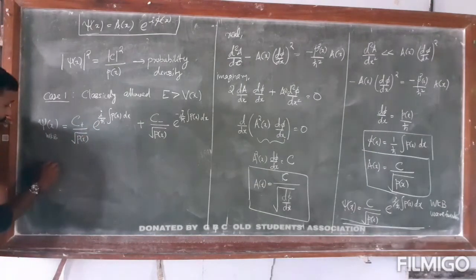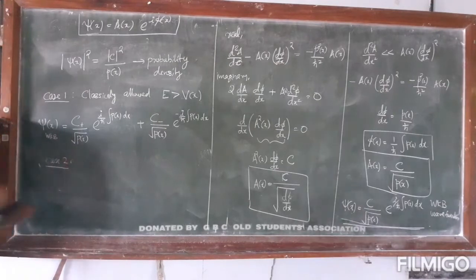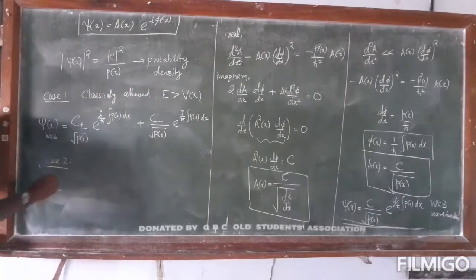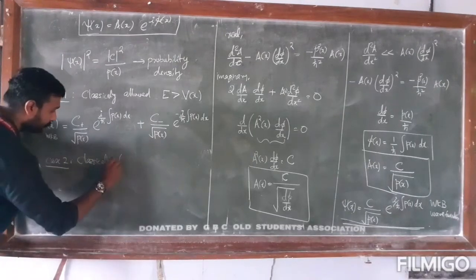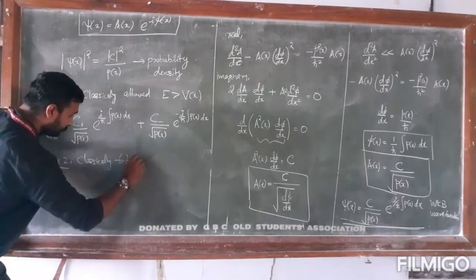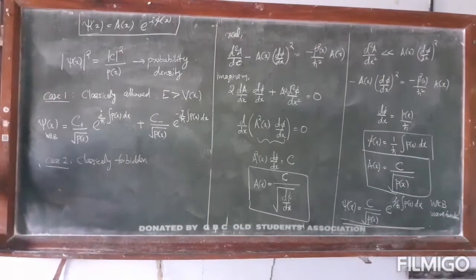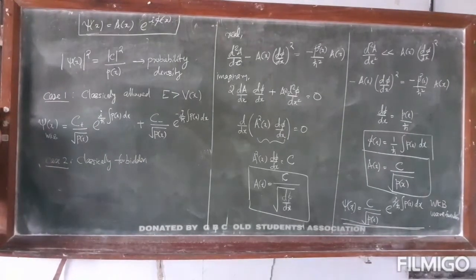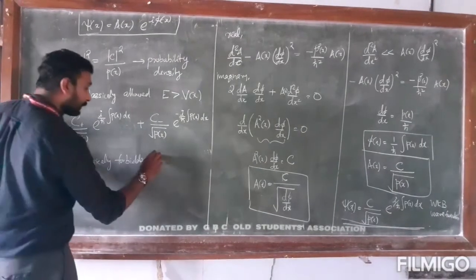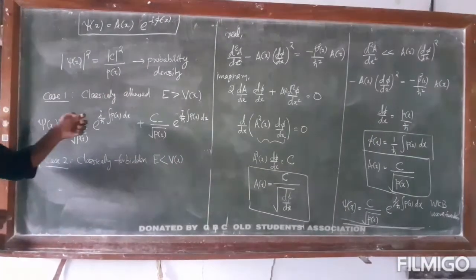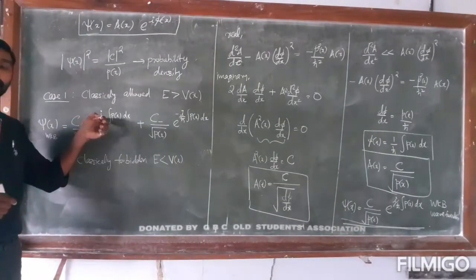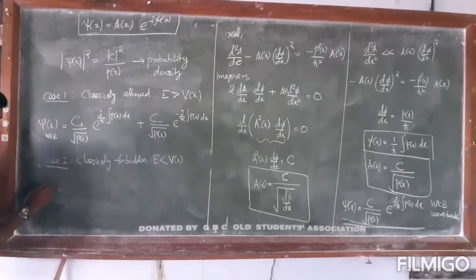Now in case 2, it is a classically forbidden region. In the classically forbidden region, p square will become negative and p will become complex. So in the classically forbidden region, where the total energy is lesser than the potential energy, the harmonically varying function will become an exponential function.